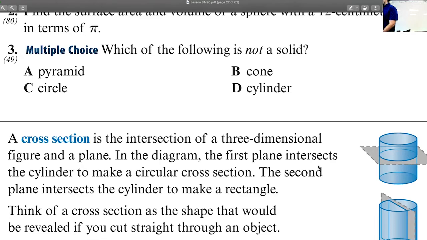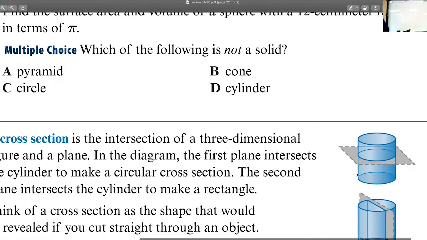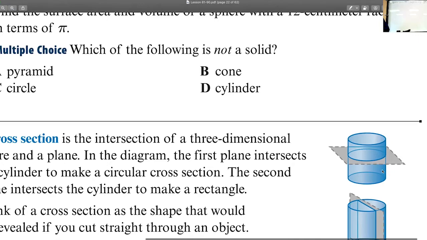A cross section is the intersection of a three-dimensional figure and a plane. So see over here, when you slice a cylinder parallel to its base, that cross section is a circle. That kind of makes sense, because if you cut a cylinder in half, let's just envision a really sharp sword. And if you look at the cylinder, that's a circle, right?